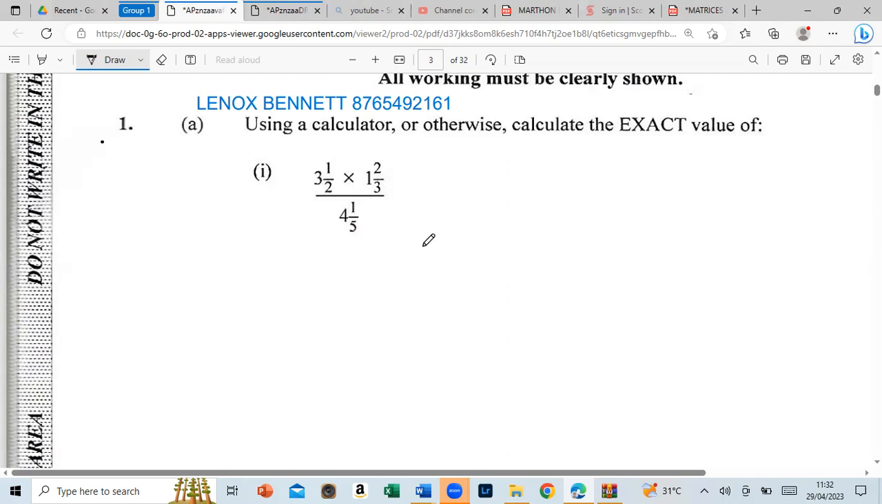What do you guys get for the answer? Let's go, guys, let's go. So how do you approach this? Welcome, everyone. I'm Lennox Bennett.